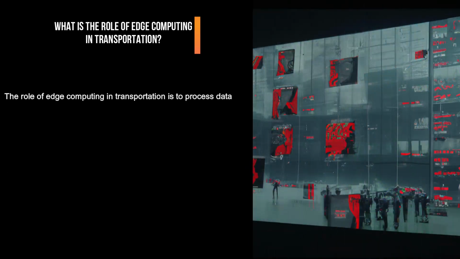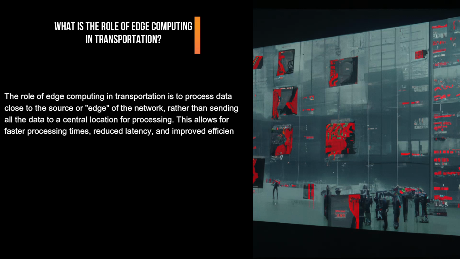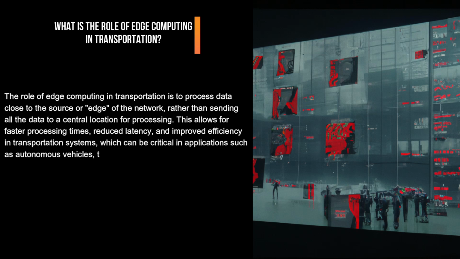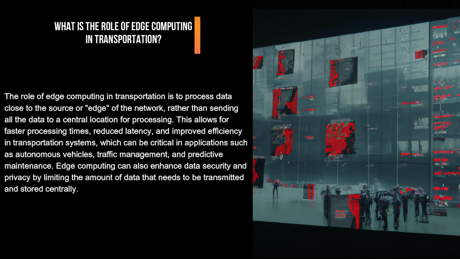What is the role of edge computing in transportation? The role of edge computing in transportation is to process data close to the source or edge of the network, rather than sending all the data to a central location for processing. This allows for faster processing times, reduced latency, and improved efficiency in transportation systems, which can be critical in applications such as autonomous vehicles, traffic management, and predictive maintenance. Edge computing can also enhance data security and privacy by limiting the amount of data that needs to be transmitted and stored centrally.